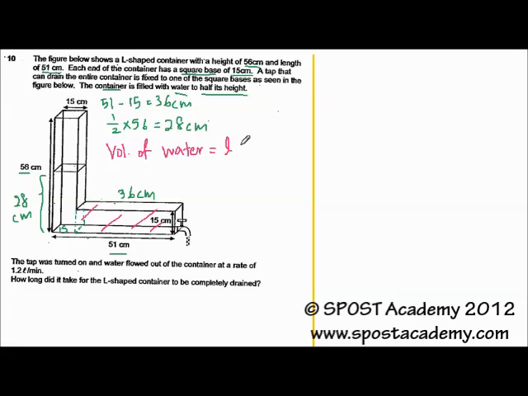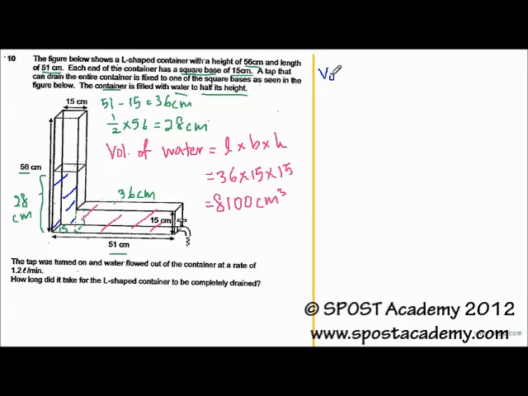volume of water equals length times breadth times height, which equals 36 times 15 times 15, which is 8100 cm³. Then, we will find the amount of water in this blue part.